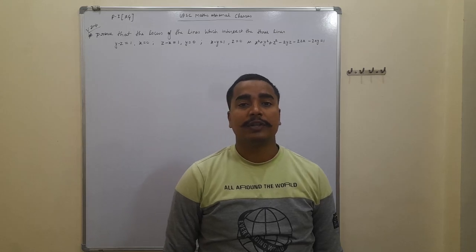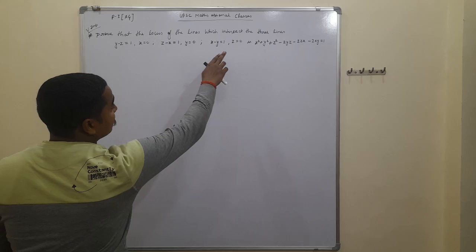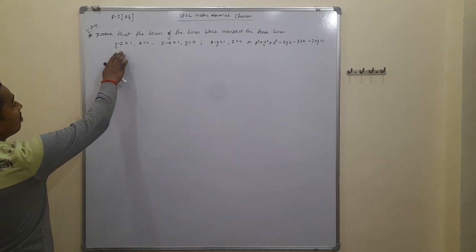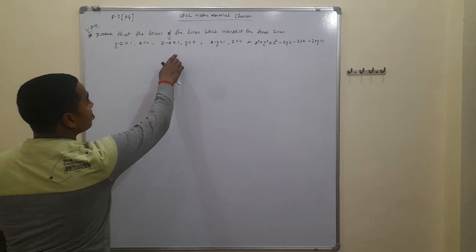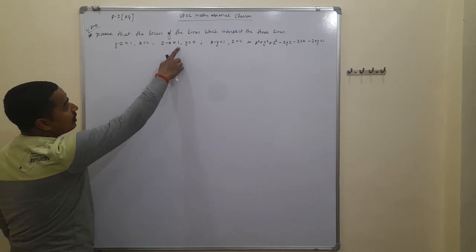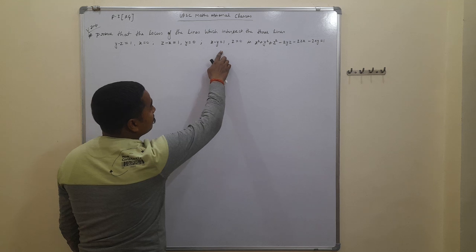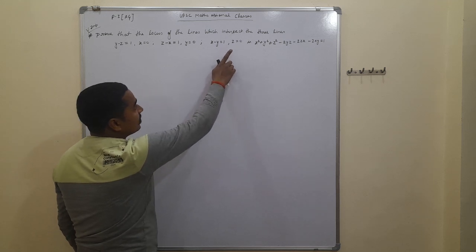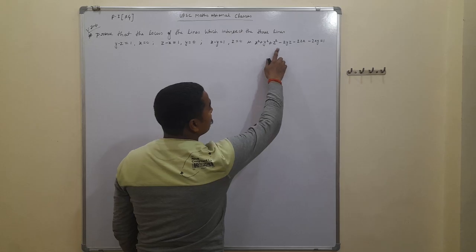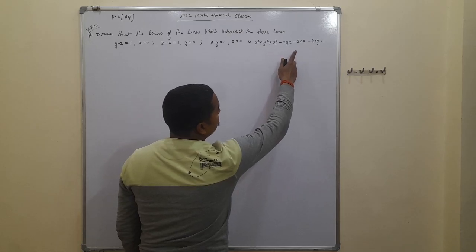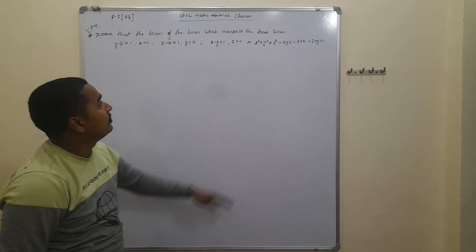Hello everyone, myself Hans. Today we are going to solve a UPSC Maths Optional Paper 1 question from the topic Analytical Geometry. Prove that the locus of the lines which intersect the three lines y minus z is equal to 1 and x is equal to 0 is the first line, and the second line is given by z minus x is equal to 1 and y is equal to 0, and the third line is given by x minus y is equal to 1 and z is equal to 0, and the locus is given by x square plus y square plus z square minus 2yz minus 2zx minus 2xy is equal to 1. We have to prove.